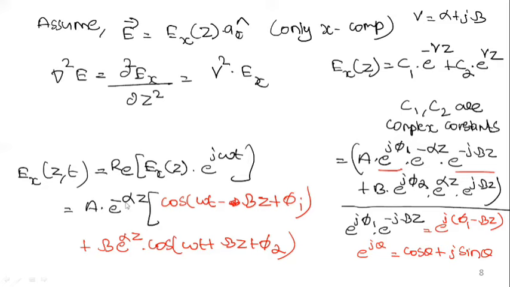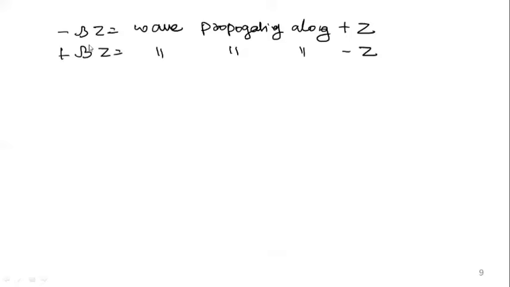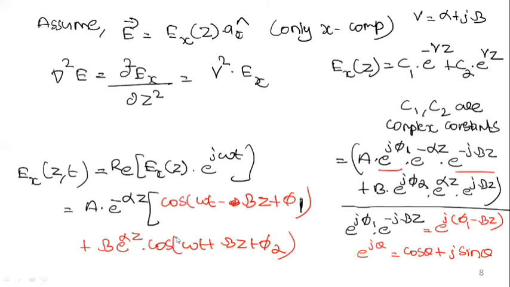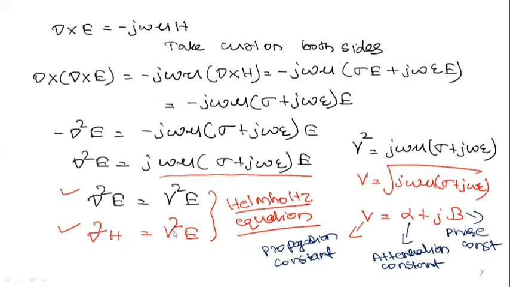So we wrote it like e raised to minus alpha z into cos of omega t minus beta z plus phi 1, and the second equation we got. That is, we took the real part. Okay. So now, so two waves. So actually, what is this? Cos theta, it's a wave, right?